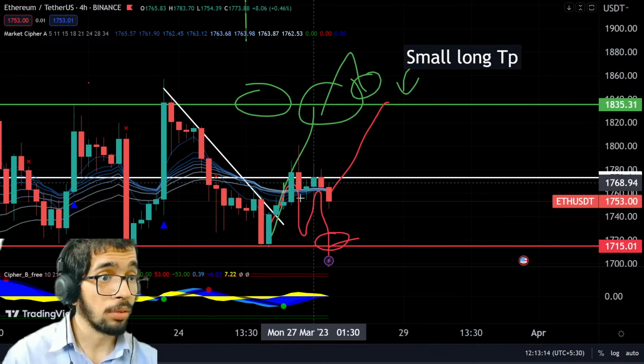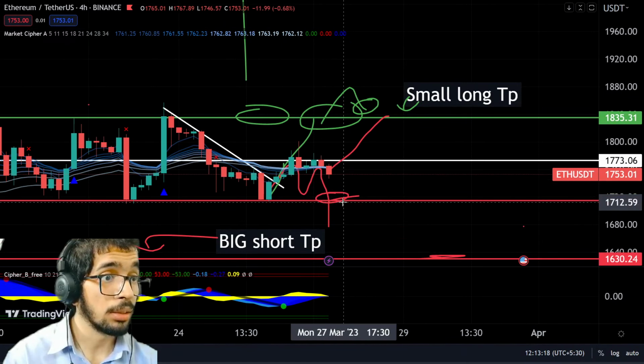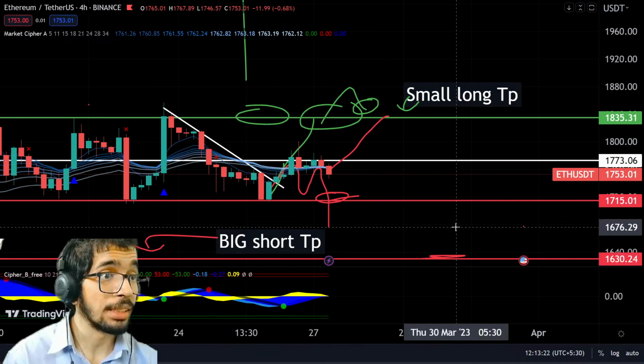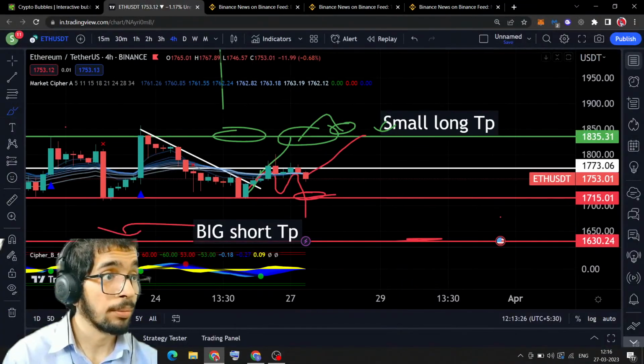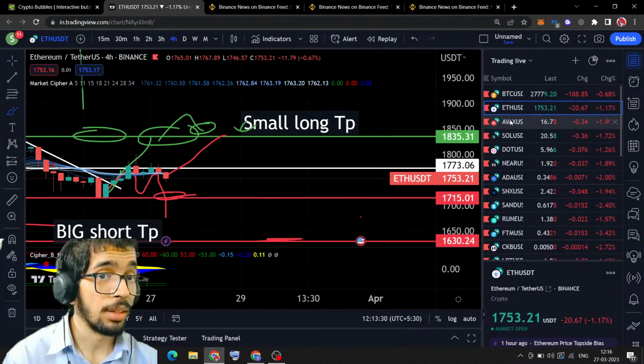And if you're shorting, it needs to break this support 1,715, and your big TP will be around 1,630. So you need to keep that in mind on your ETH chart. And as always, after ETH is AVAX.